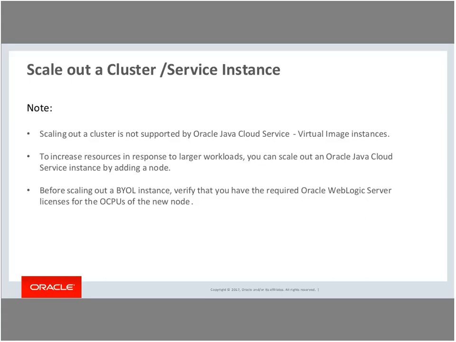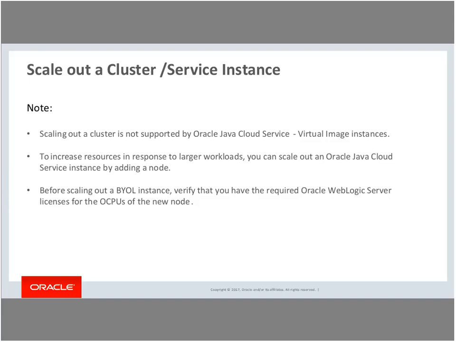To increase resources in response to larger workloads, you can scale out an Oracle Java Cloud Service instance by adding a node. As I said, to meet on-demand requirements in response to the load, or topology changes, or if you're doing load testing or performance testing, users who want to scale the nodes can quickly do the scale out operation by adding a node.